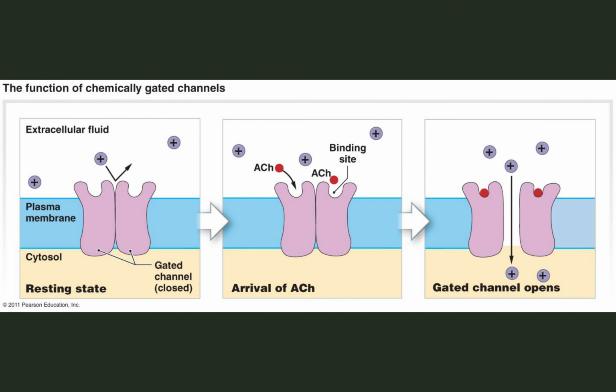These open when a chemical messenger, or what we call a neurotransmitter, binds to them. So we can see when nothing is bound, they're closed. When a neurotransmitter binds, as we see here, the channel opens. And when no neurotransmitter is bound, the channel closes.